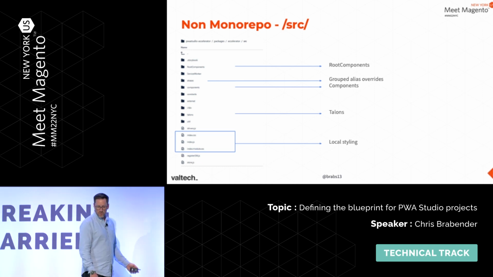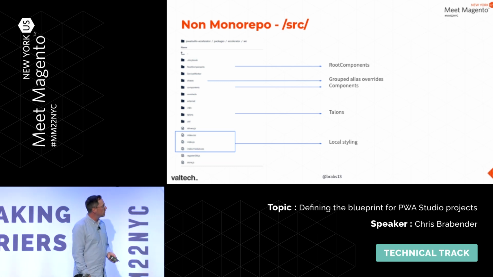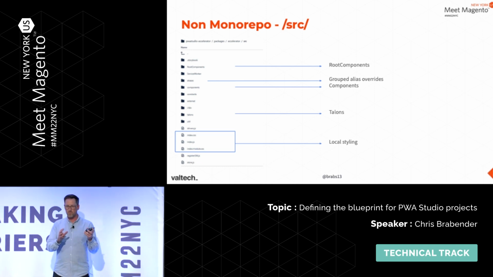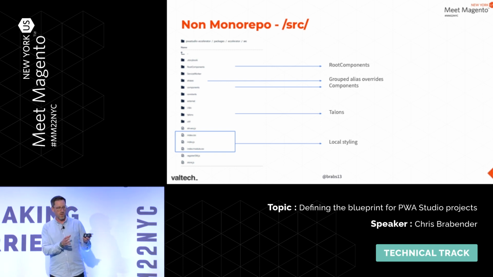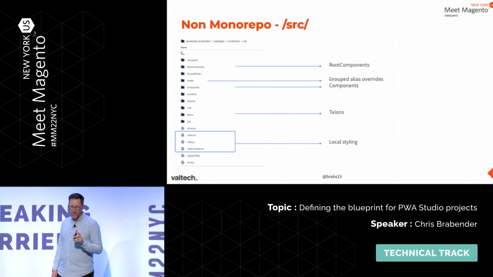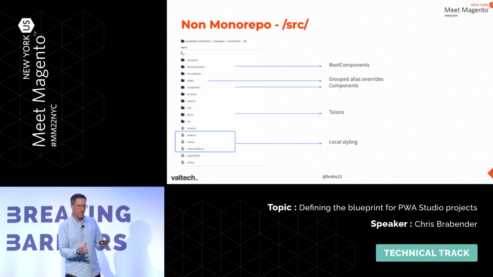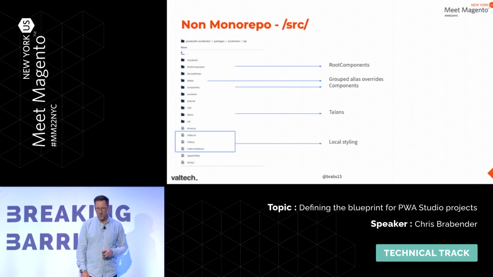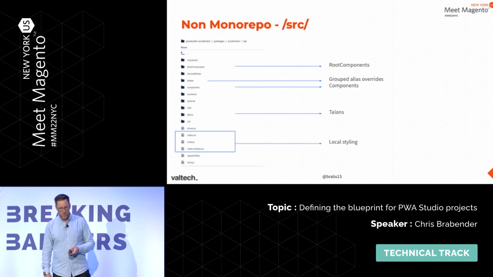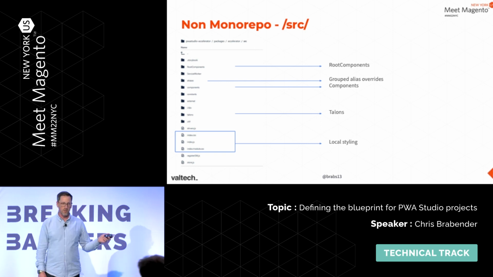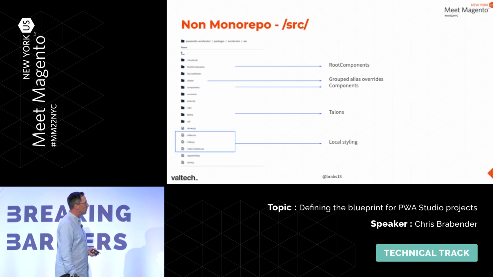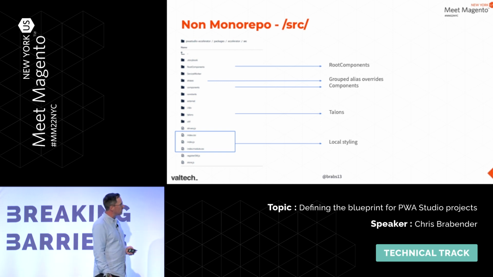Within our source directory, we're going to have core things like root components. We're going to have compartmentalization of different types of things we want in here as well, like our aliases, being able to group them together to make it easy to manage. Our component library, and then our talons are going to be in here as well. And then all of our local styling is going to be set in the root there for our index CSS and module CSS.